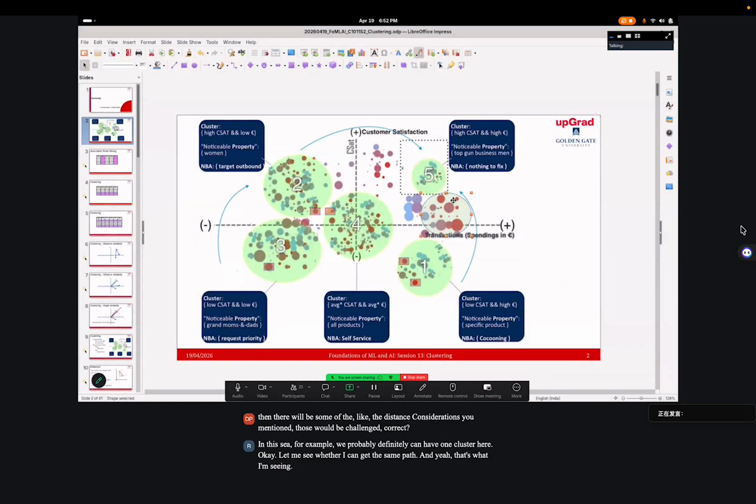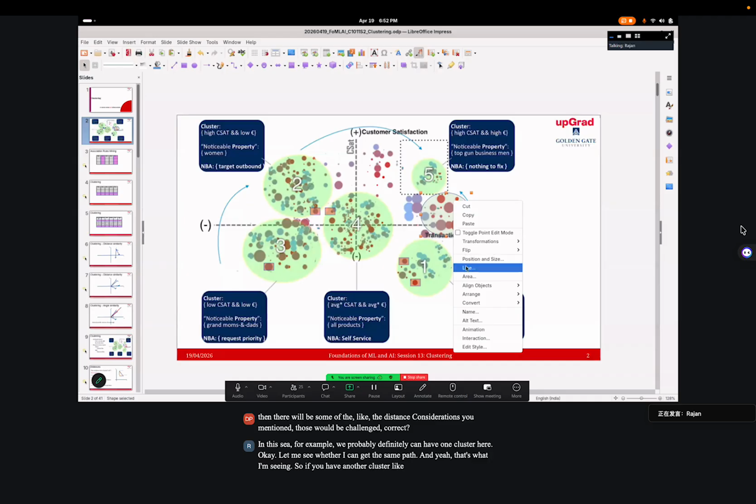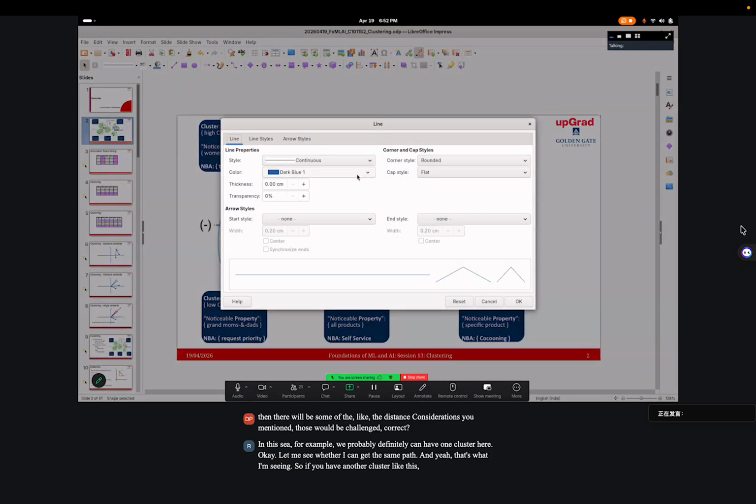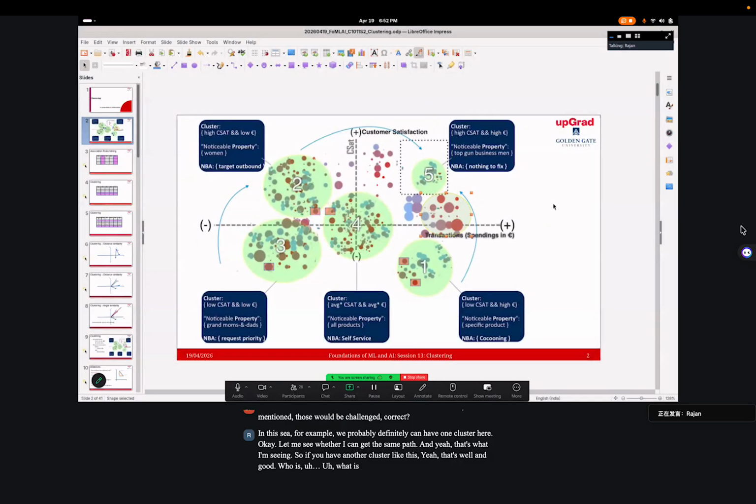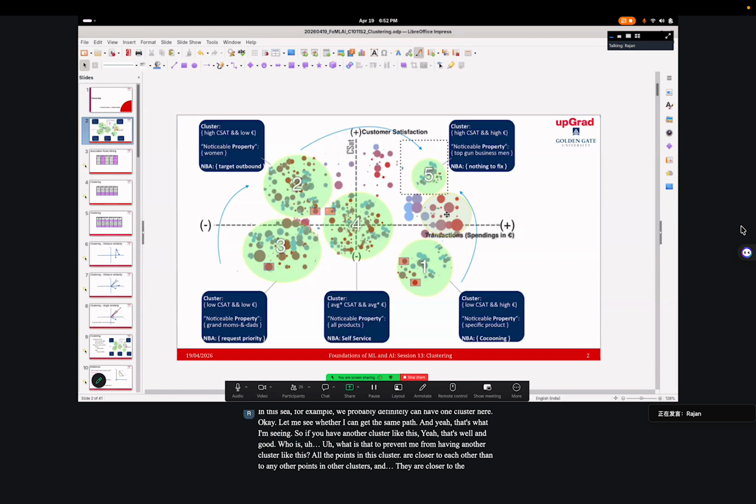Okay. So if I have another cluster like this, that's well and good. What is to prevent me from having another cluster like this? All the points in this cluster are closer to each other than to any other points in other clusters, and they are closer to the centroid of this cluster than to the centroid of any other cluster.